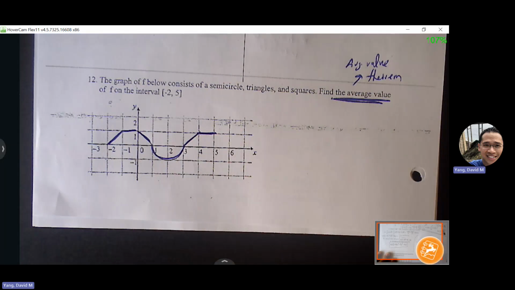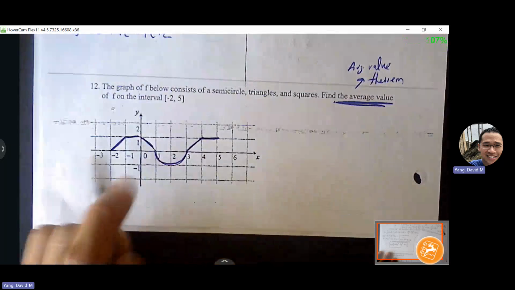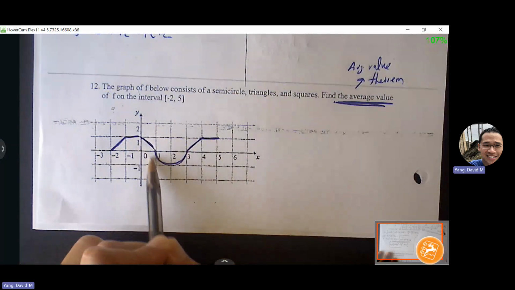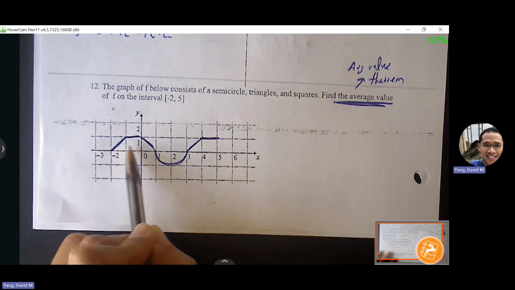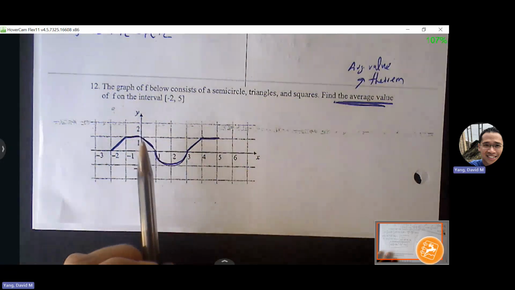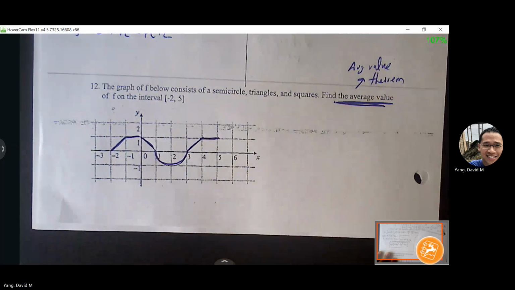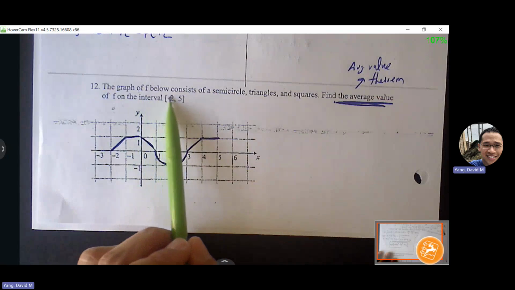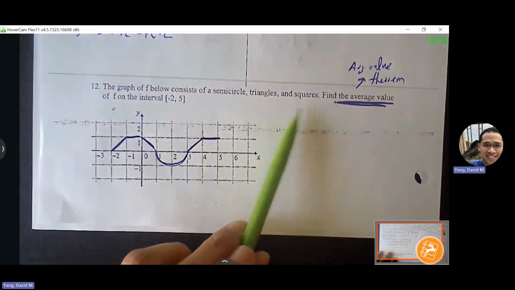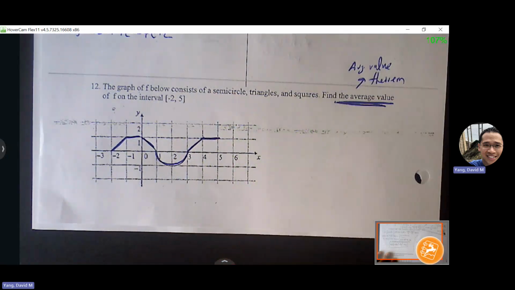At this point, you guys also have the key that you can look back on. Okay, so let's look at number 12 here. If you want to highlight, my graph's a little bit faint here, but we see that these are all nice geometric shapes. Remember, we're dealing with area. It says the graph below consists of semicircle, triangles, and squares. Find the average value of f.